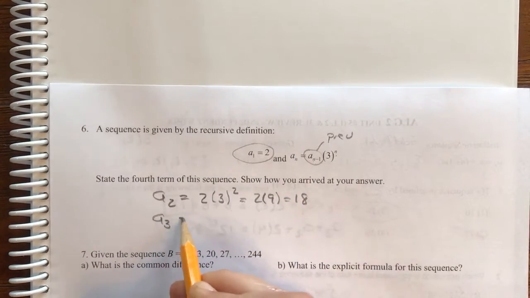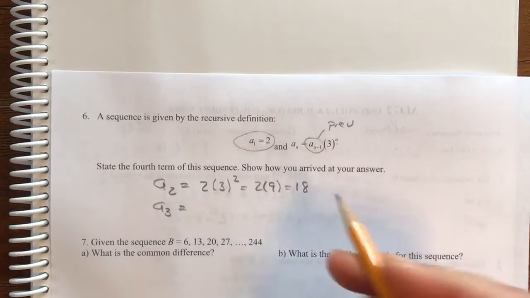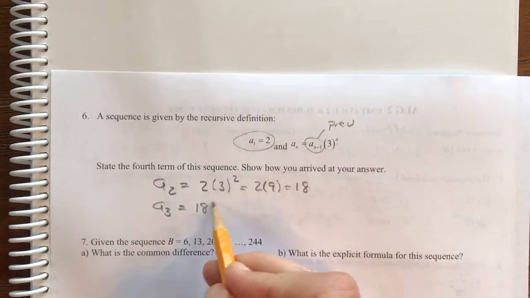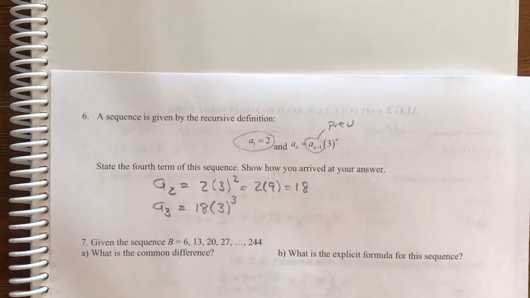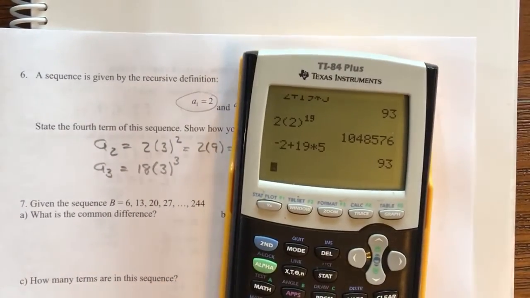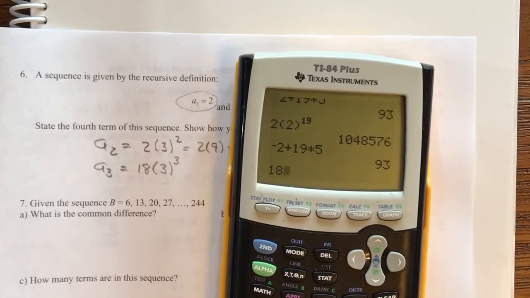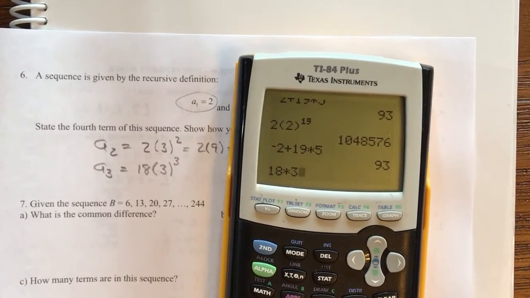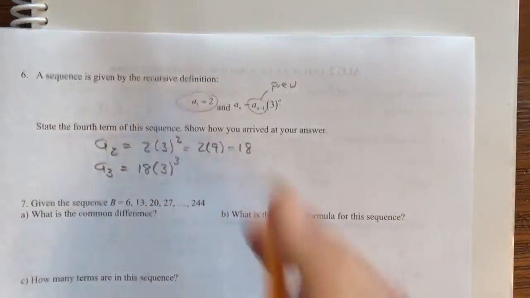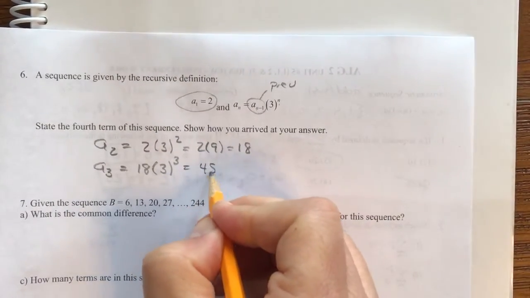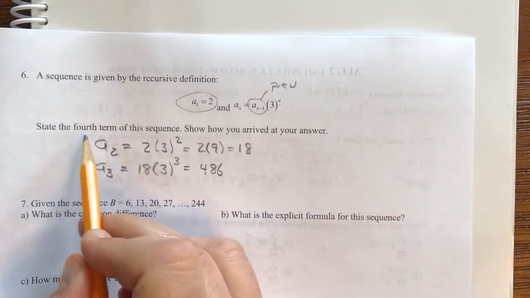What's the third term? I need the previous term, which is 18. And then it's going to be 3 raised to the third power this time. I need my calculator for this one. So what is 18 times 3 to the third power? 486. Find the fourth term.